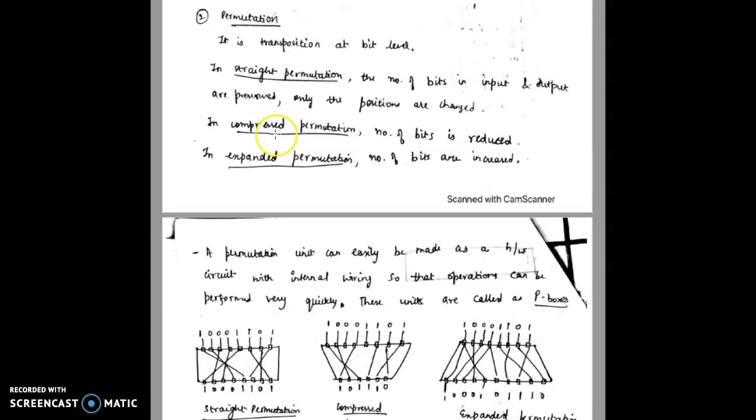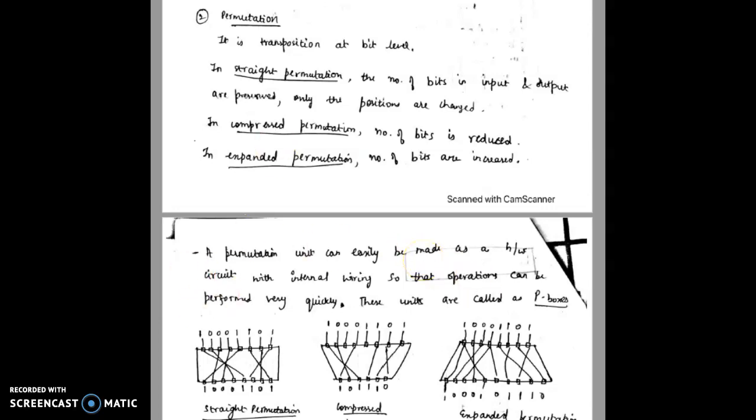Next type of permutation is compressed permutation. What is compressed permutation? The number of bits is reduced. It is compressed. If you have given, for example, 4 bits, the output is 3 bits or 2 bits. That is, the number of output bits gets reduced as compared to the number of input bits. Expanded permutation. Expanded means you are expanding the number of bits. They are increased. From 4, you will change it to 5, 6 or 7. Let us have a look how we are doing it.